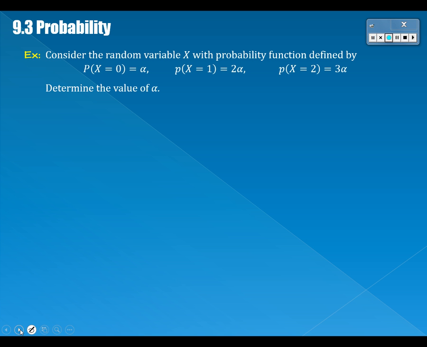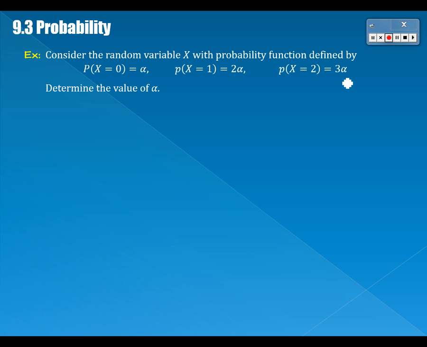Like I said, we're switching gears just a little bit here. Okay, so let's take a look. We have some random variable, and it can take on only the values 0, 1, and 2. The problem doesn't clearly say that, but let's assume that that's what it means. It can only take on the values 0, 1, and 2 with these probabilities, alpha, 2 alpha, and 3 alpha, respectively. So what is the value of alpha then?